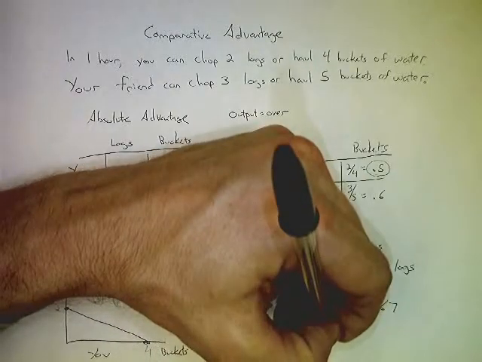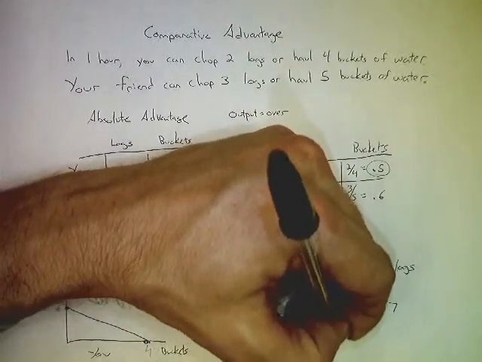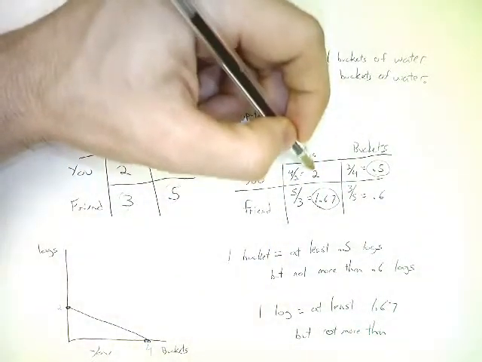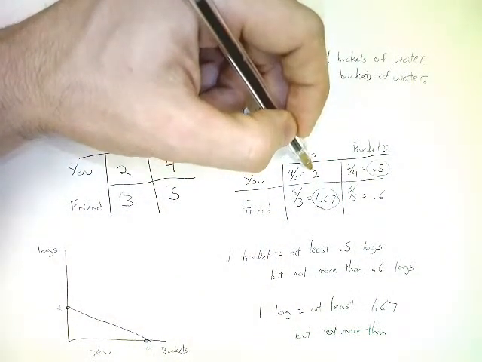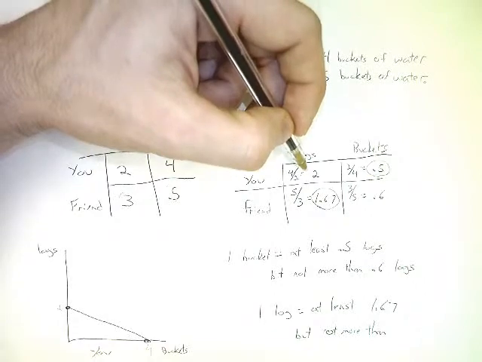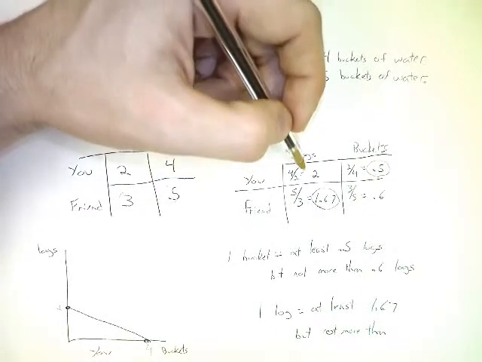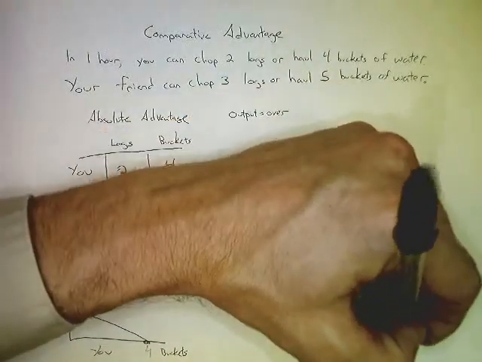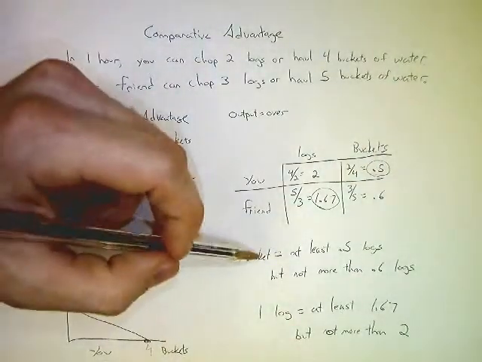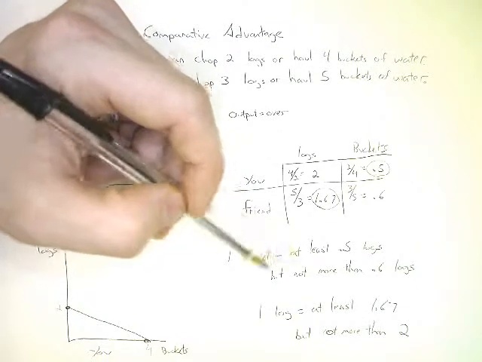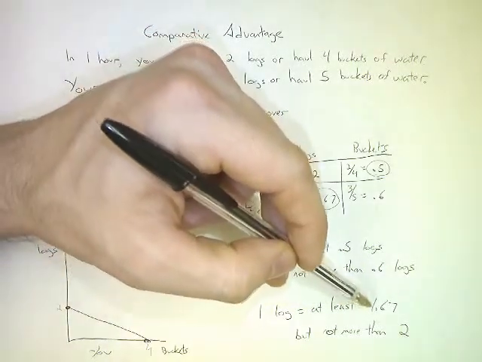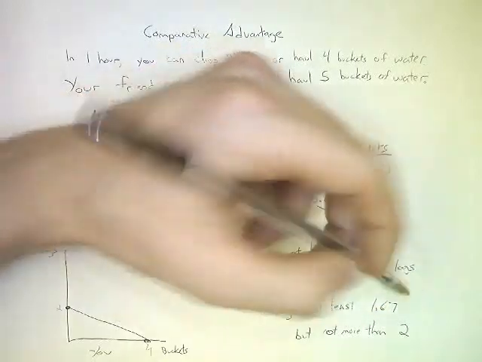But they won't be able to trade for anything more than 2, because if they try to charge you 2 buckets to get a log, you would just make it yourself. So it's going to be somewhere between 1.67 and 2. So 1 bucket is at least 0.5 logs, but not more than 0.6. 1 log is equal to 1.67 buckets, but not more than 2.